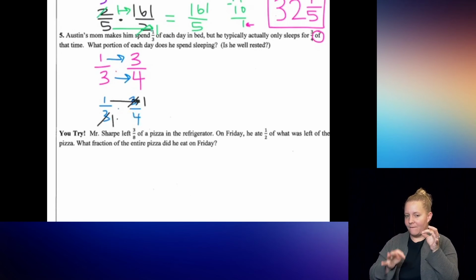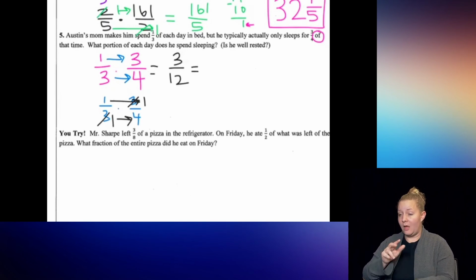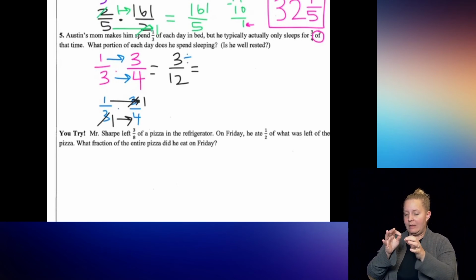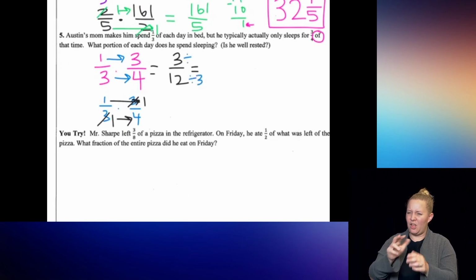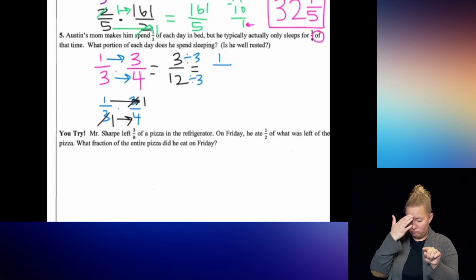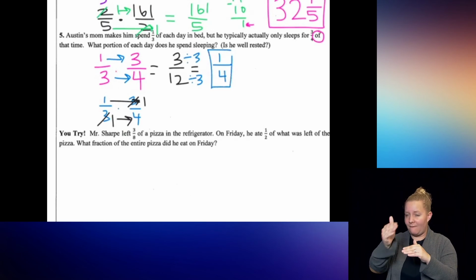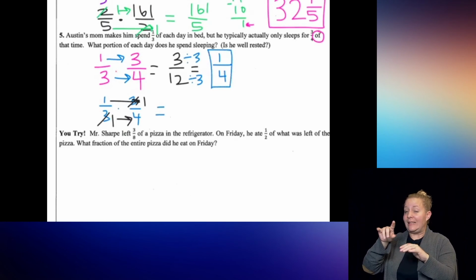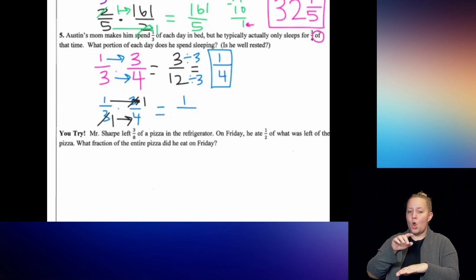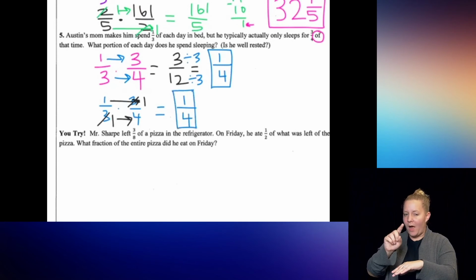So then I multiply straight across. I would end up with 3/12, which simplifies down. What factor goes into both 3 and 12? Hopefully we know it's 3. So 3 divided by 3 is 1. 12 divided by 3 is 4. And then same thing down below, we can see 1 times 1 is 1, and 1 times 4 is 4. So my final answer is 1/4.